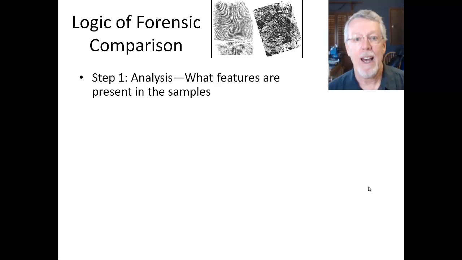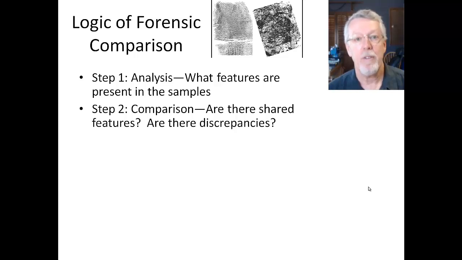The analysis begins by asking what features are present in the samples that are being compared. This is true whether it's DNA samples or fingerprints. The examiner will first try to identify features in each of the items being compared and determine the characteristics that will be used in assessing how similar or how different they might be. Once the critical features are identified, the examiner then compares those features, tries to determine whether the items have the same features or different features, and whether there are any important discrepancies between the items.